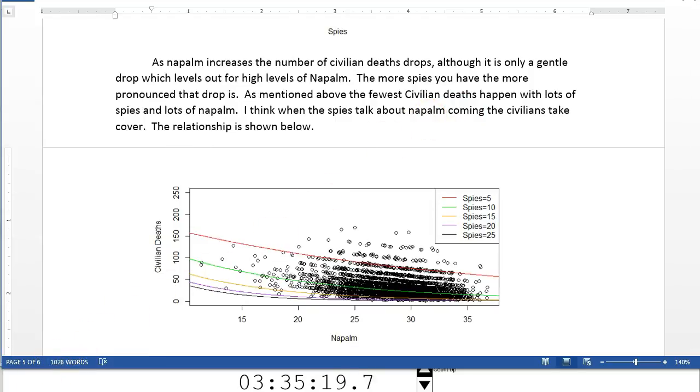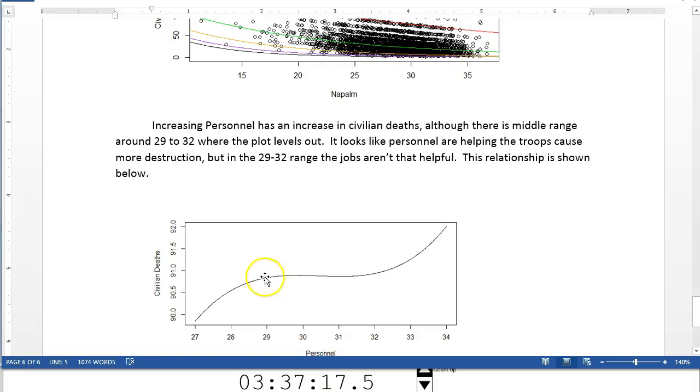I think there was one plot left. Yeah, let's not forget personnel. And this little flat range right here is interesting, right? It could have been sloping up, except it sloped up, went flat, and kept sloping up. So something about the jobs they give people when they have 29 to 32, those extra 3 or 4 personnel weren't that helpful for this range. But I guess if I was in administration, I'd be interested in checking out what happens if we have 29 people or 32 people.